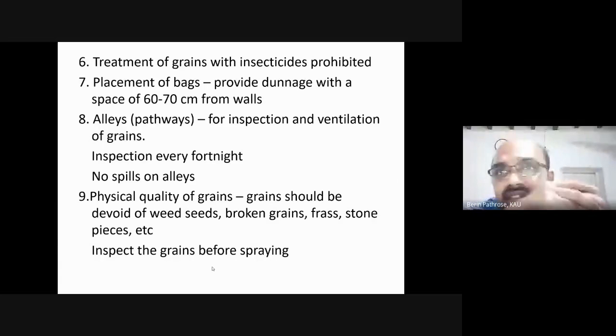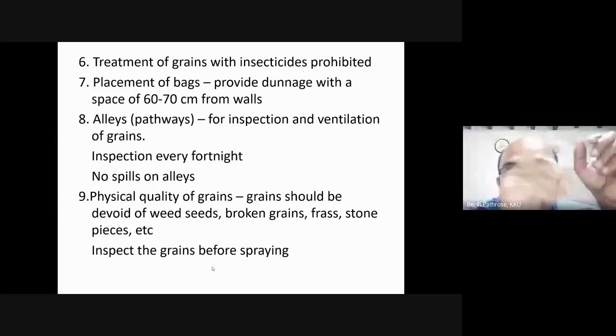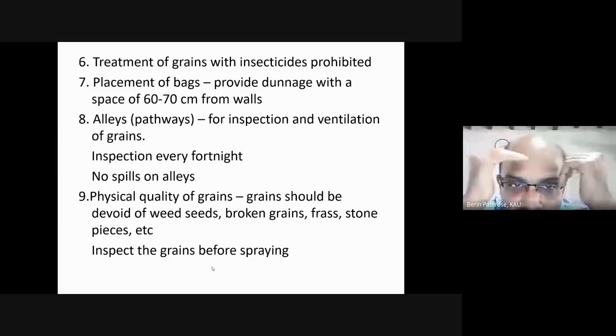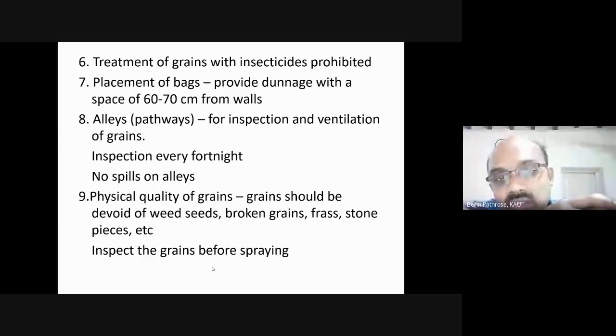Then provide alleyways, pathways. Whenever we are stacking, there should be pathways earmarked for inspection and ventilation of the grain. That's why whenever we are placing bags, we are advised to leave a space of 50 or 60 centimeter between each stack. This will act as an alleyway for inspection as well as ventilation, and carry out inspection every fortnight. FCI has a clear-cut protocol for inspection of grain. Each and every staff member is assigned a particular task on a particular day. They have to inspect the grain and report its quality. They have an online management system.